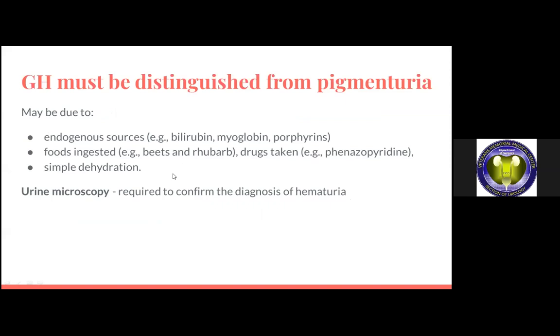So gross hematuria may be due to endogenous sources such as bilirubin, myoglobin, porphyrin, and food ingested, such as beets. And for the drugs, in a rotation. This distinction can be made easily by urinalysis with microscopy, and it is required to confirm the diagnosis of hematuria.